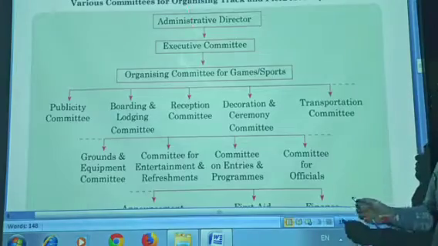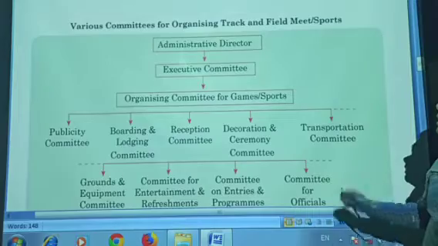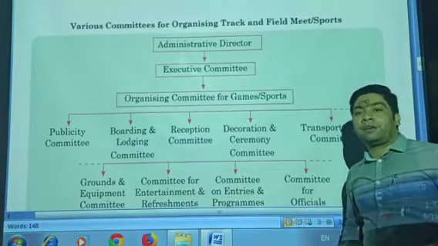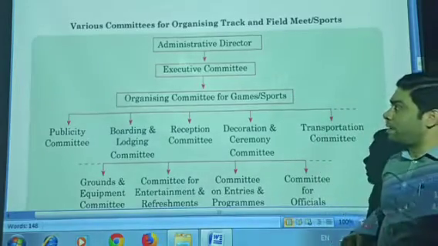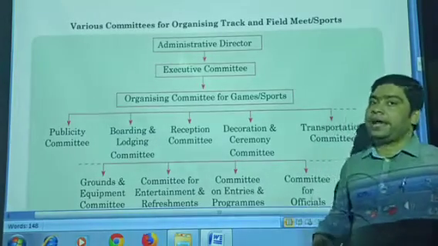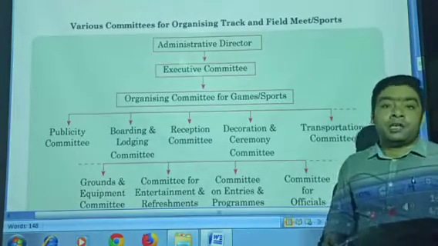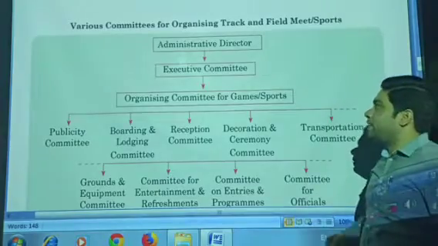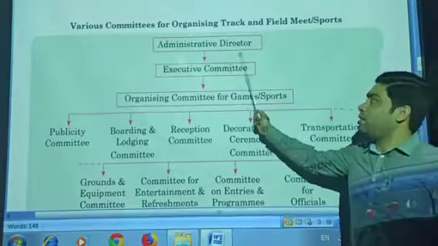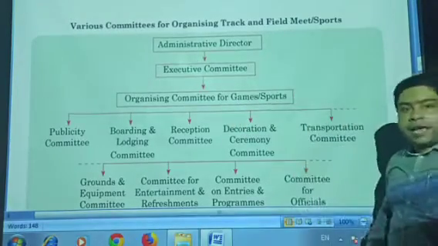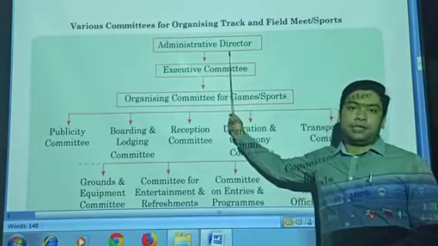Now, the next topic is the different committees for organizing track and field meet sports. Here, the second topic of our chapter is committees for organizing a track and field meet. What are the members and what management is to be included in this kind of activity? In any sports event, what kind of management is to be responsible or selected? The very first one, the conducting officer, is the administrative director. The director post is the biggest one, as we very well know.